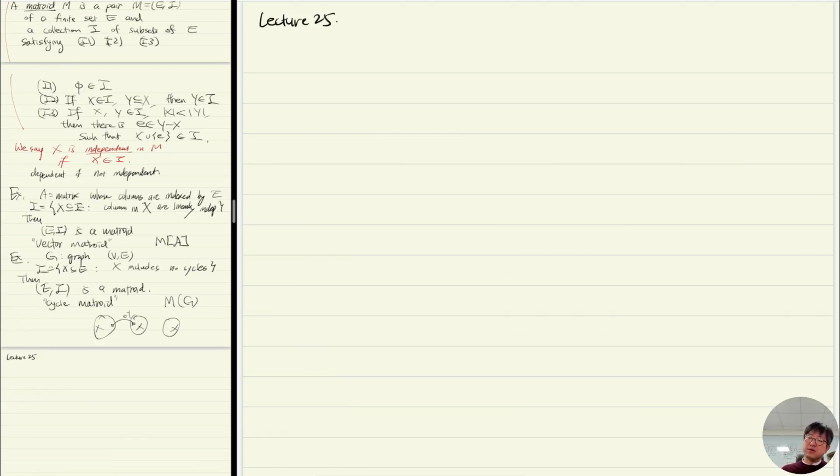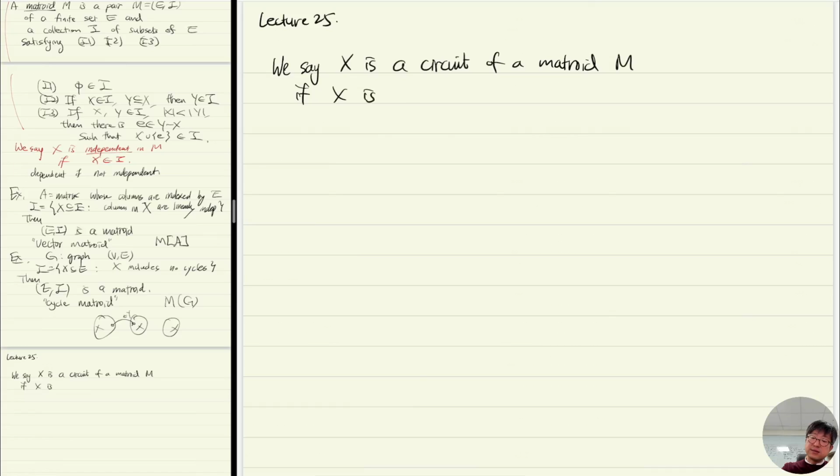Let me continue. So we say X is a circuit of a matroid M if X is minimally dependent. So what are the circuits? In a vector matroid, circuits are the sets of vectors such that whenever you delete one, the remaining are linearly independent.